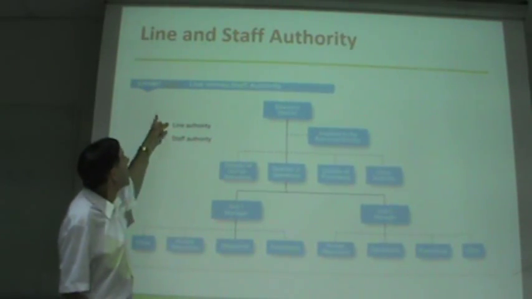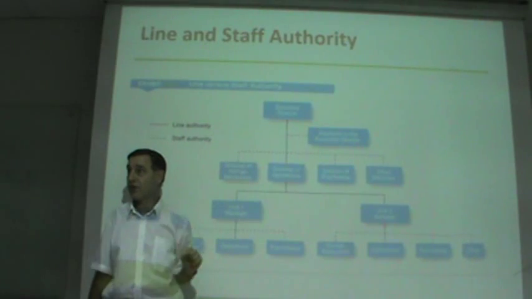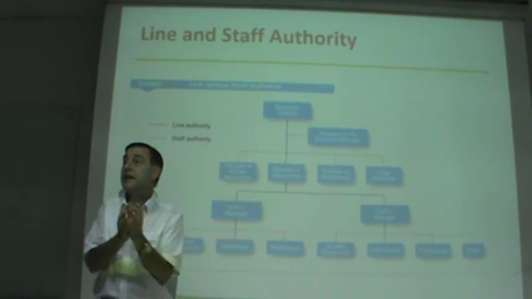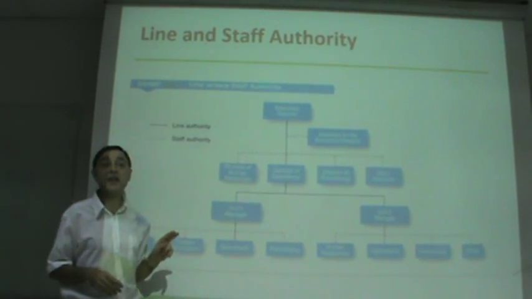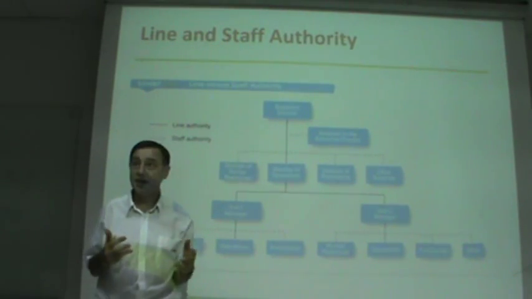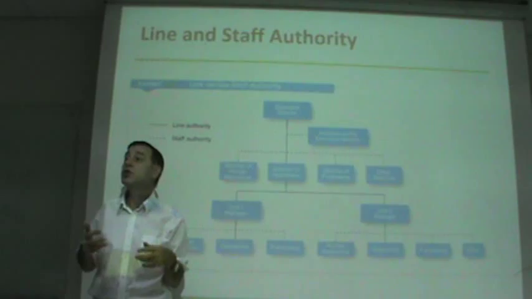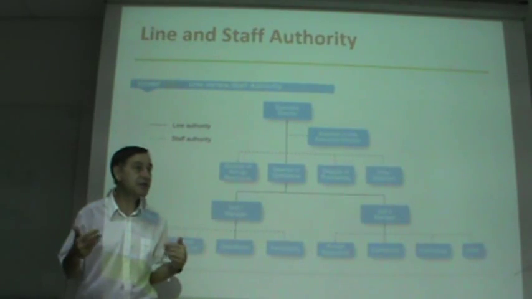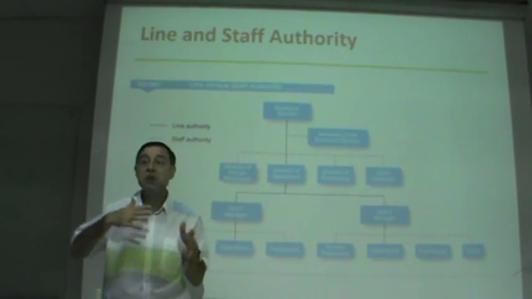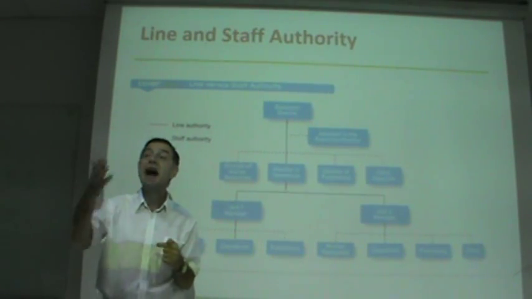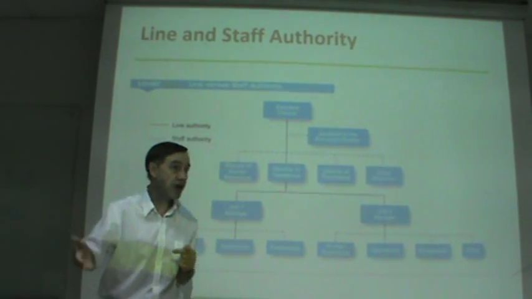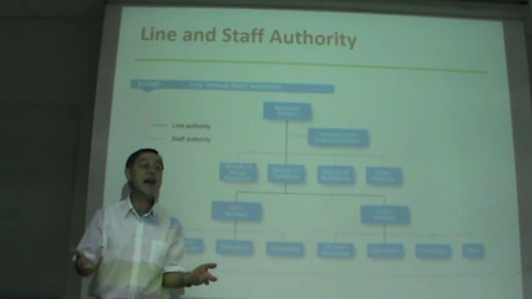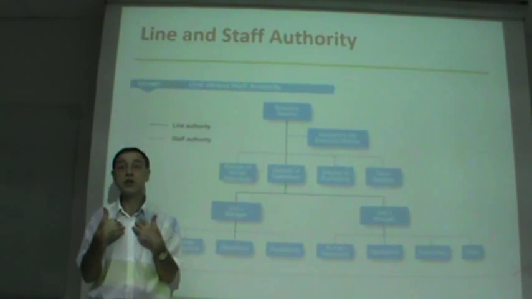So, you've got line authority versus staff authority, and you need to make a difference between line and staff. Authority, in general, is the power to make decisions and the power to influence decisions. That's authority. Authority basically means what you can tell other people to do. The way you understand it, you're the boss, okay? And the rights that the boss usually has.